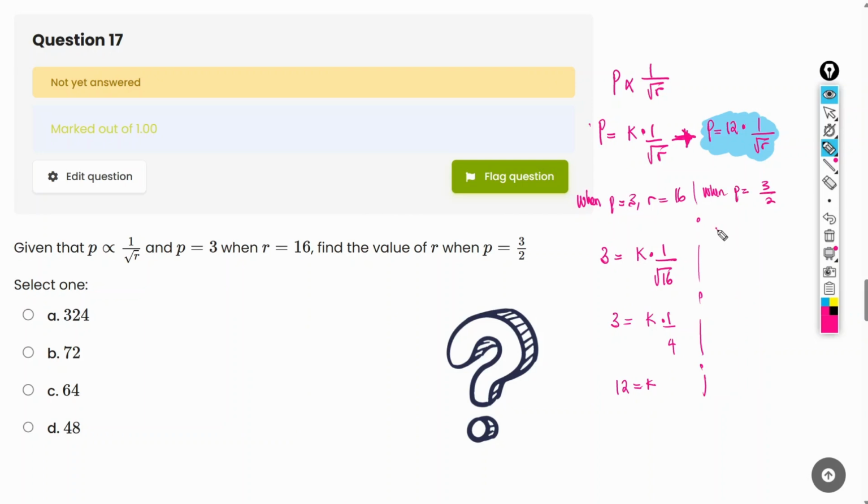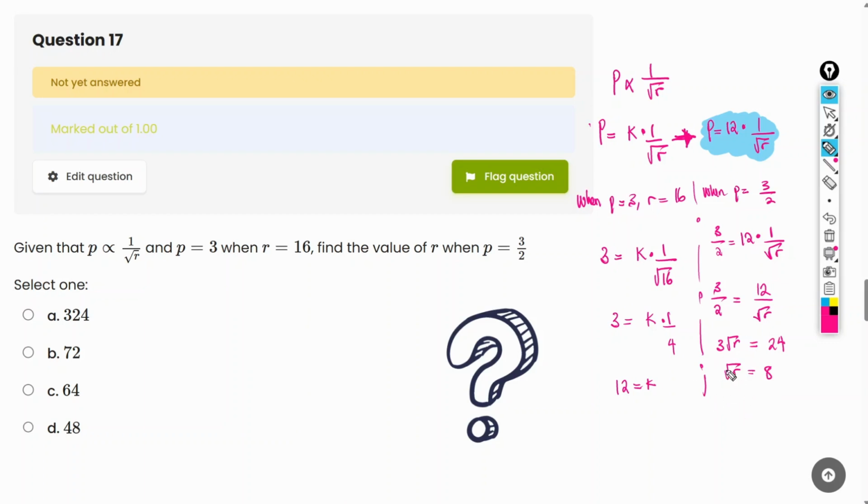Okay, so that would be 3 over 2 is equal to 12 times 1 over the square root of r. Because of the fraction, I don't want it to be confusing, so let's just say 3 over 2 is equal to 12 over root r. And then we can cross multiply. So that would mean 3 root r is equal to 24. So root r is equal to 8 when you divide both sides by 3.